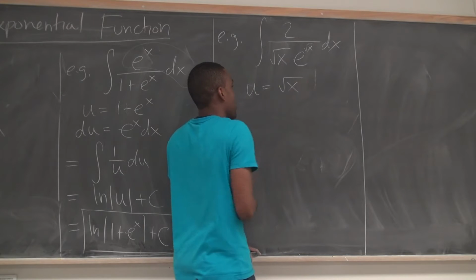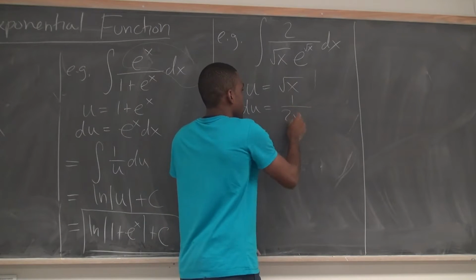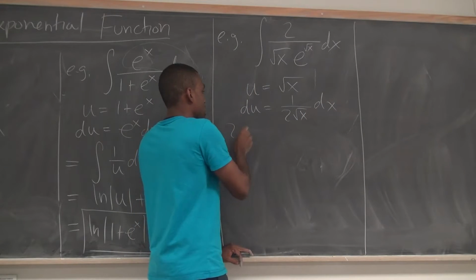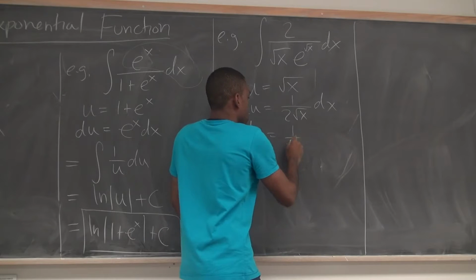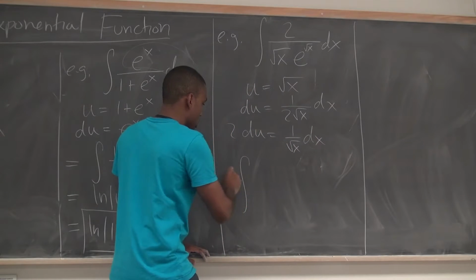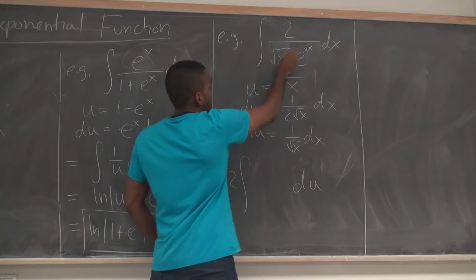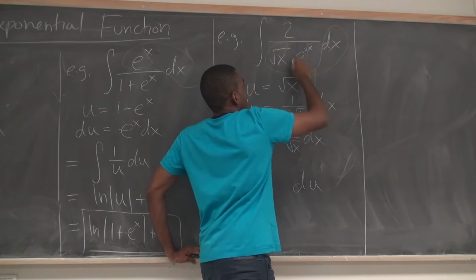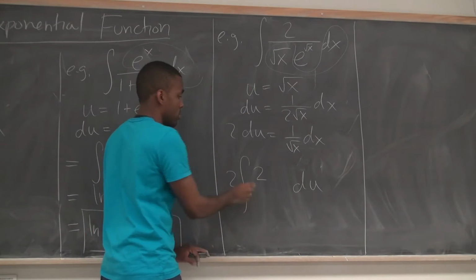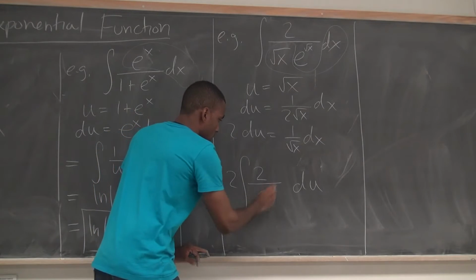I would probably just let u be radical x, in which case du is just 1 over 2 radical x dx. So I can multiply this by 2, giving 2 du equals 1 over radical x dx. And so now I'm going to go back and plug this in. So I have 2 du, and that's going to replace this guy. What am I left with? There's another 2 on top over, what do I have now? e to the u.